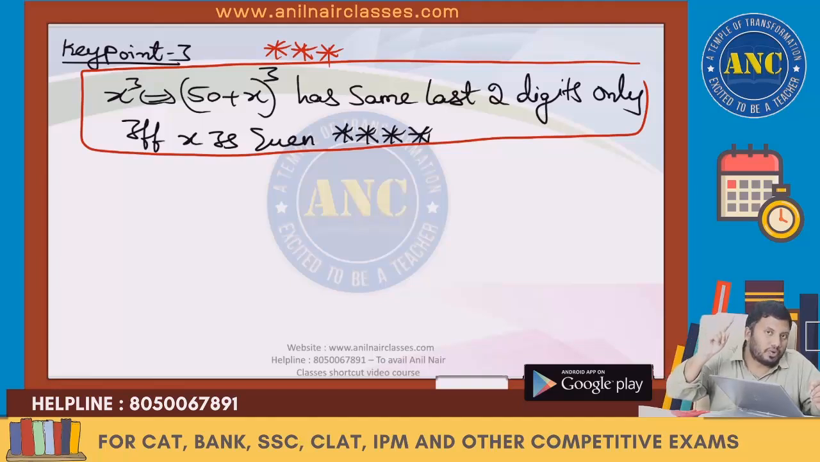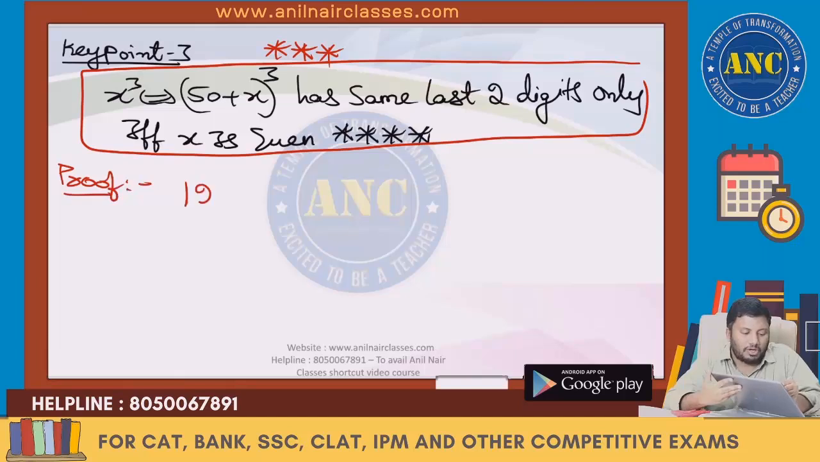In the case of squares we did x squared, (50 - x) whole squared, (50 + x) whole squared, (100 - x) whole squared, (100 + x) whole squared, which have the same last 2 digits. There is no restriction on x, but here there is a restriction. Why? Proof.